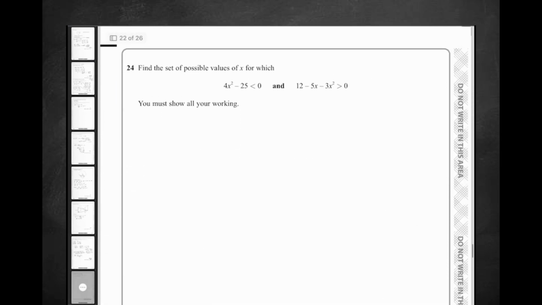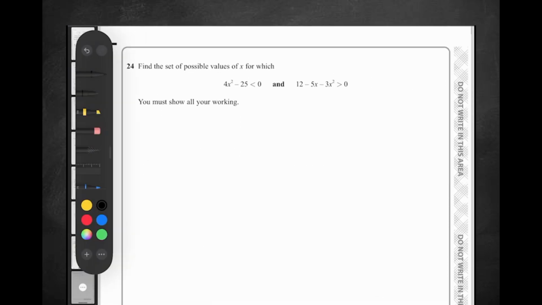to the final question. Question 24. Find the set of possible values of x for which 4x squared minus 25 is less than 0 and 12 minus 5x minus 3x squared is greater than 0. You must show all your working.